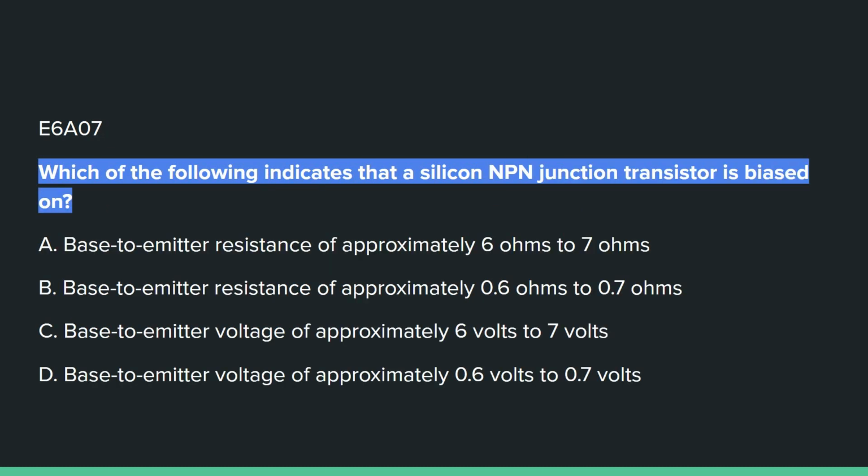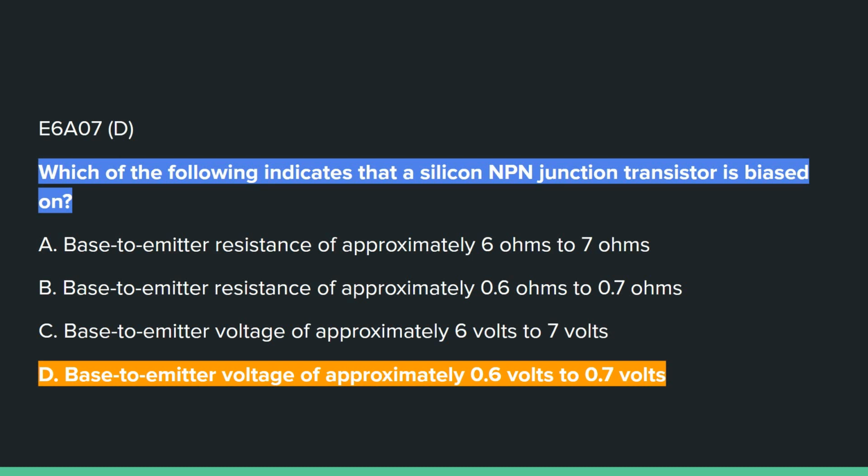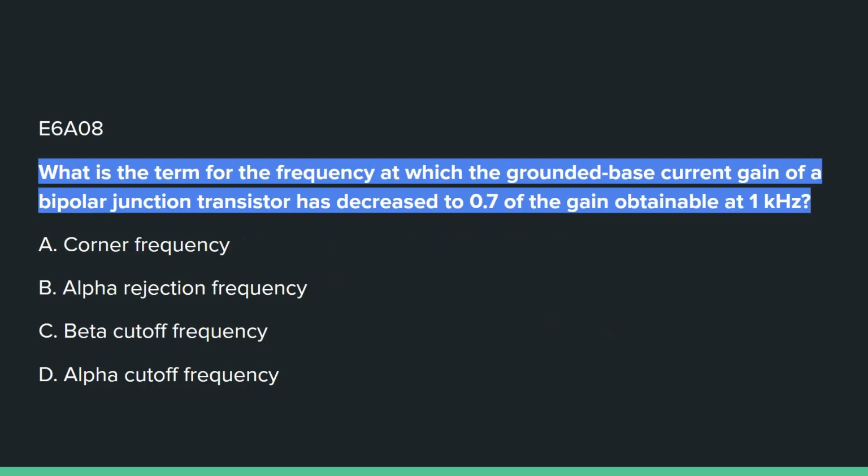E6A07, which of the following indicates that a silicon NPN junction transistor is biased on? D, base to emitter voltage of approximately 0.6 volts to 0.7 volts. E6A08, what is the term for the frequency at which the grounded base current gain of a bipolar junction transistor has decreased to 0.7 of the gain obtainable at 1 kilohertz? D, alpha cutoff frequency.